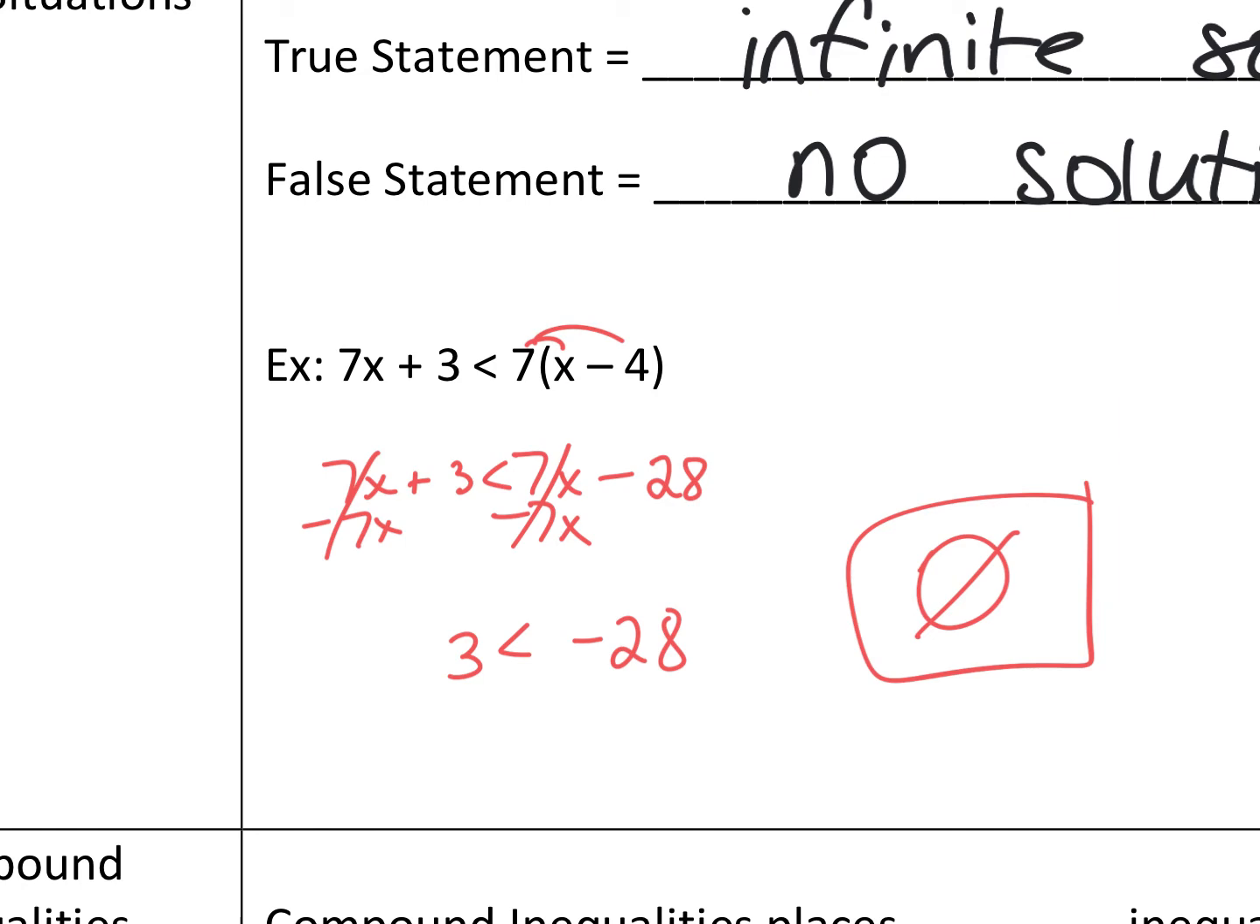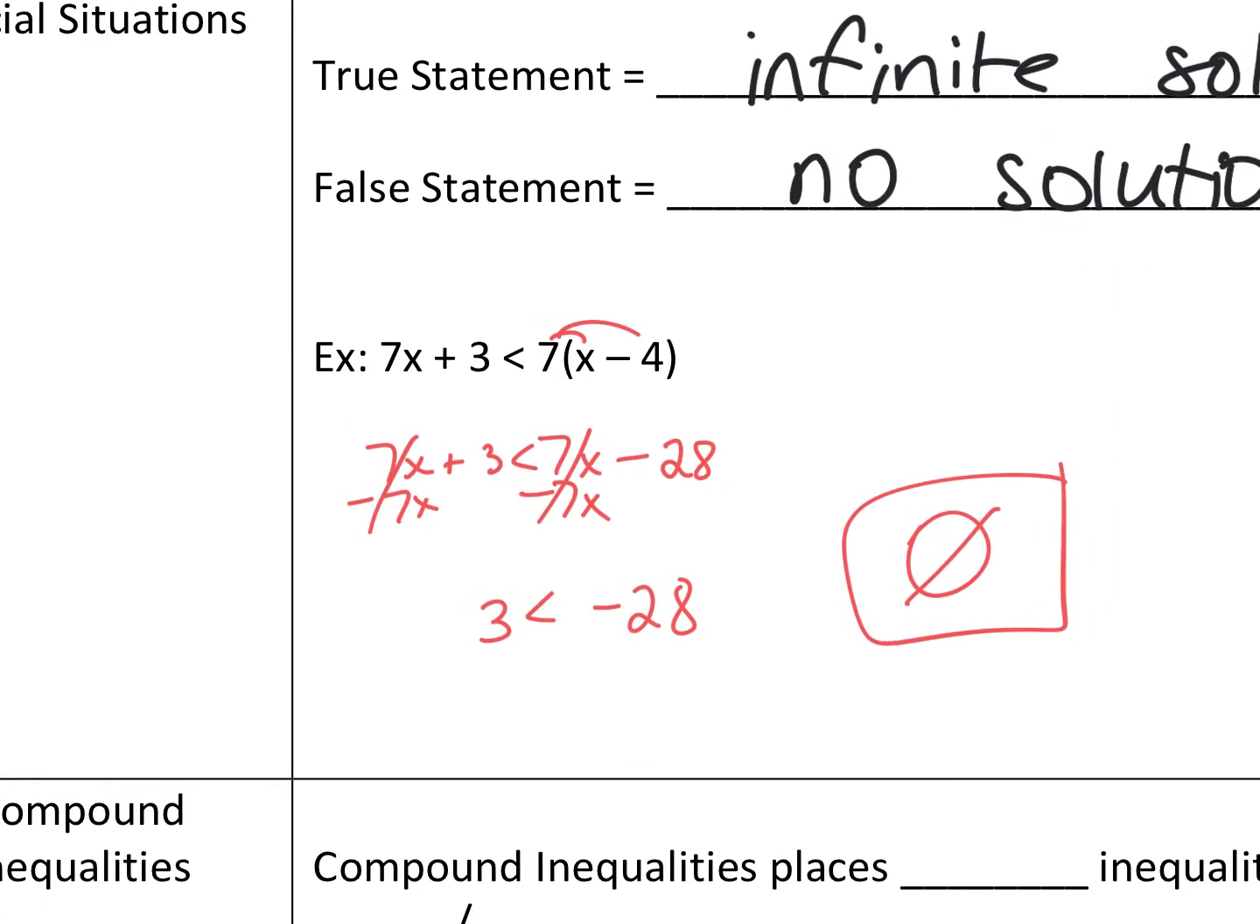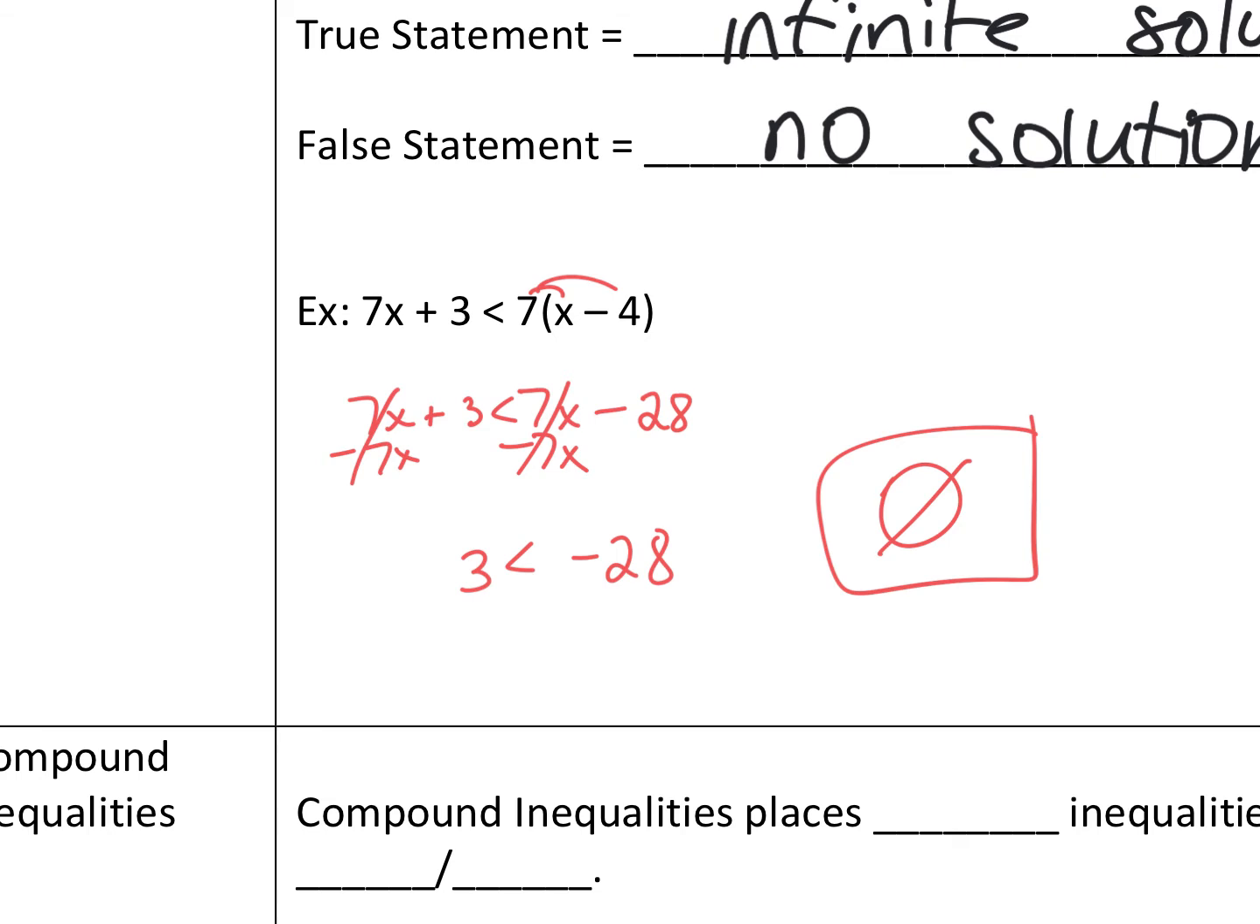Good job. I took the 3 over. You got like negative 31. Okay, so you had 0 is less than negative 31, which is still false, right? Yep. So either way, that works too. For sure. Any other questions?